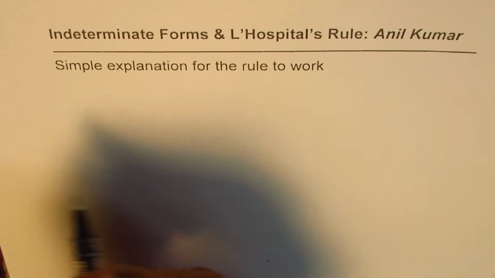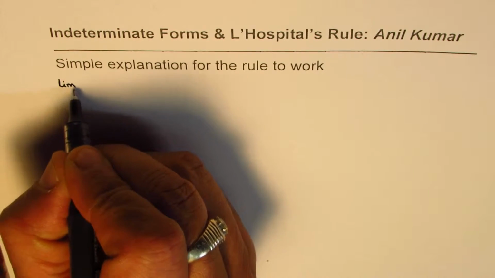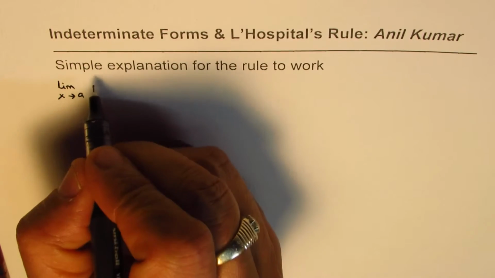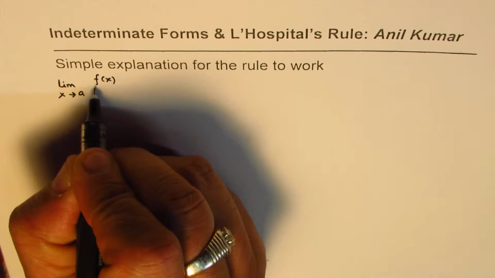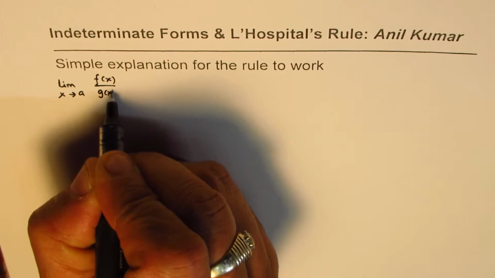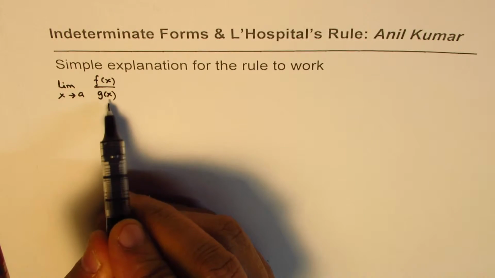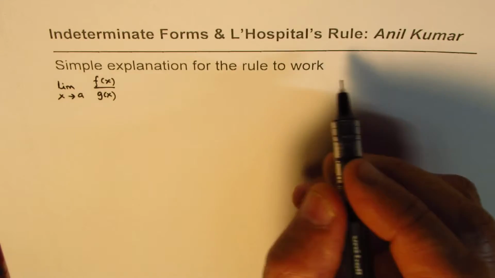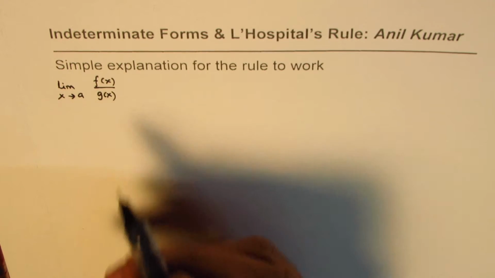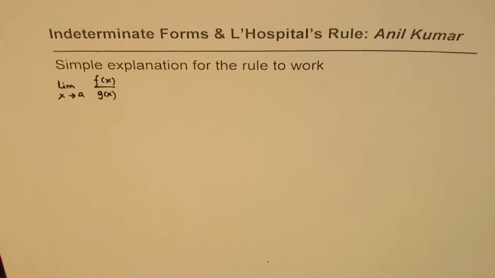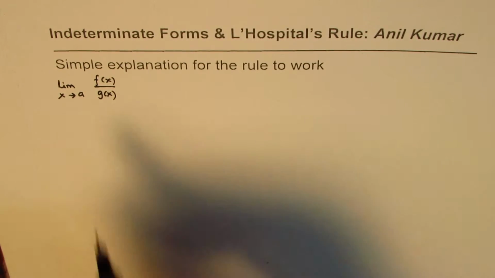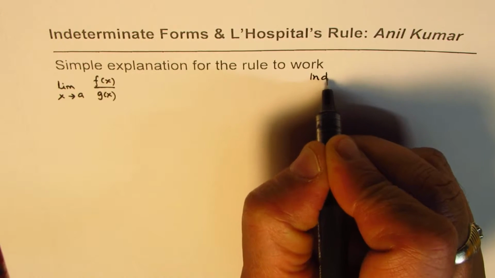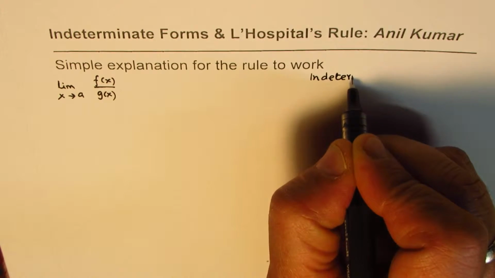Normally, we say that if you need to find the limit as x approaches a for a quotient of functions, let us say f of x over g of x, and in case we have an indeterminate form. Now when I say indeterminate form, we are saying either it could be 0 over 0 or let's say infinity over infinity, right? So let me write down here. Indeterminate form means what?